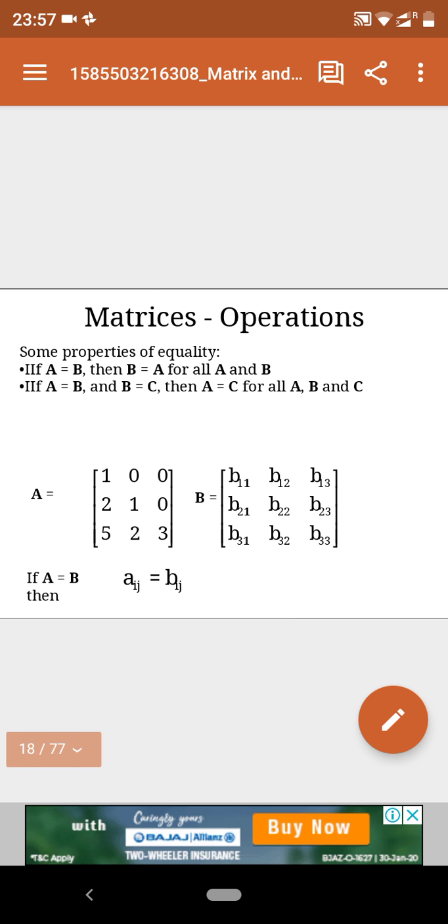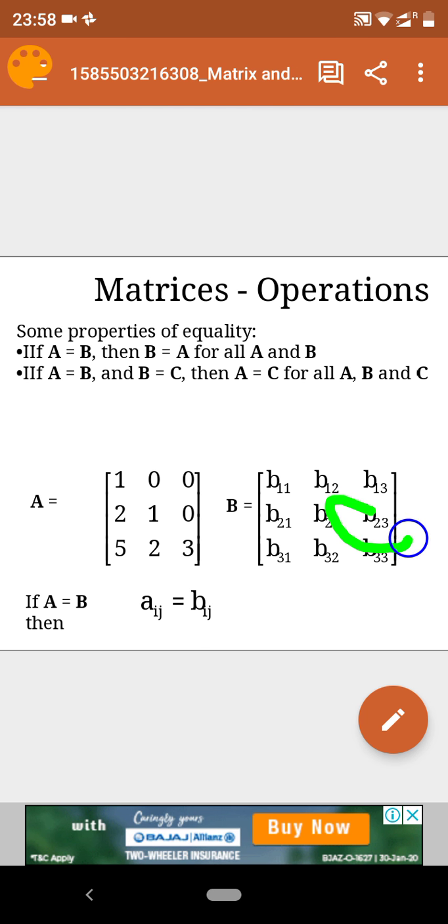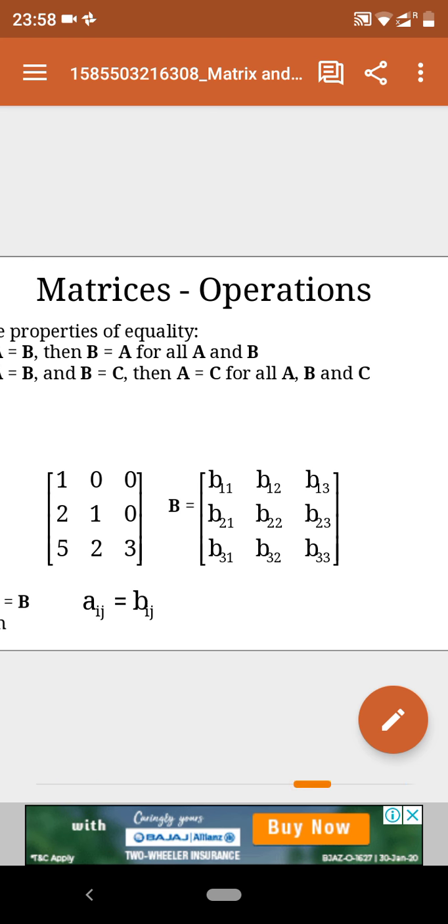So now he has quoted an example here like this. A is given as a 3 by 3 matrix and B is another matrix that is given to us. What is the first entry of A? It is 1. What is the first entry of B? That is B11, so B11 will be equal to 1. If somebody asks you what is the value of B23, you look at the second row and third column. So what is the value? 0. So B23 will be equal to 0. That is very, very simple. You can do it quite easily.